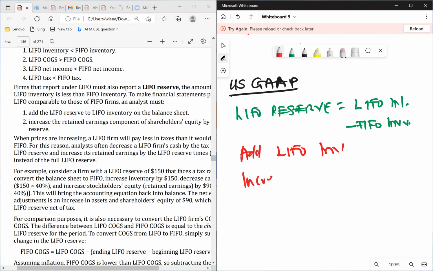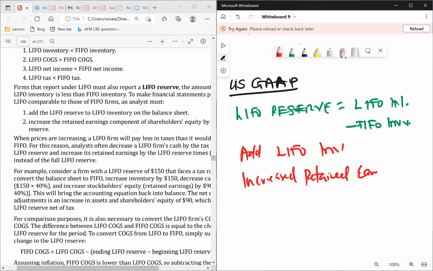So in comparing a US GAAP company with an IFRS company, the LIFO reserve is the difference between the LIFO inventory valuation and the FIFO inventory valuation. If you want to compare a US company's inventory with an IFRS company's inventory, the US company is under obligation to disclose their LIFO reserve. So add that LIFO reserve to the inventory to be able to compare it with the inventory under an IFRS company. Is that okay?